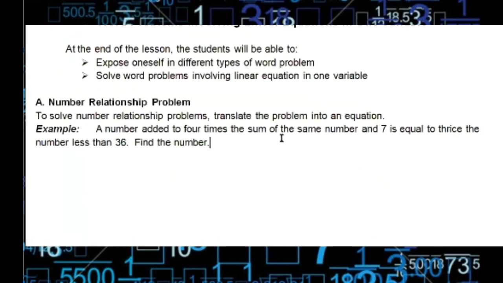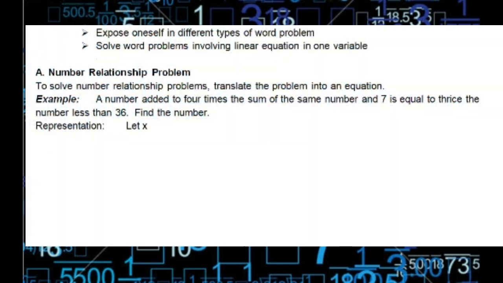Example: a number added to 4 times the sum of the same number and 7 is equal to thrice the number less than 36. Find the number. First, representation. Let x be the number. Only a number. So now, let's make the equation. I will translate one by one. Kung anong basa, ganun ang sulat.